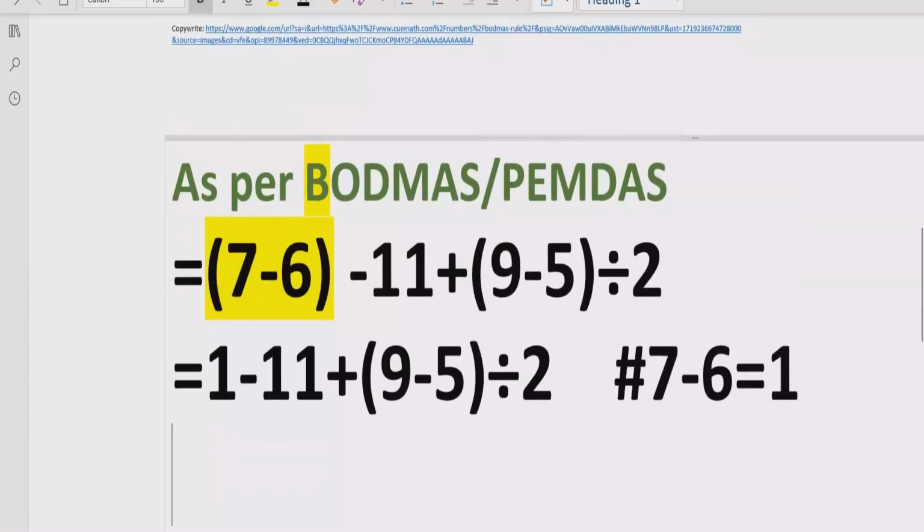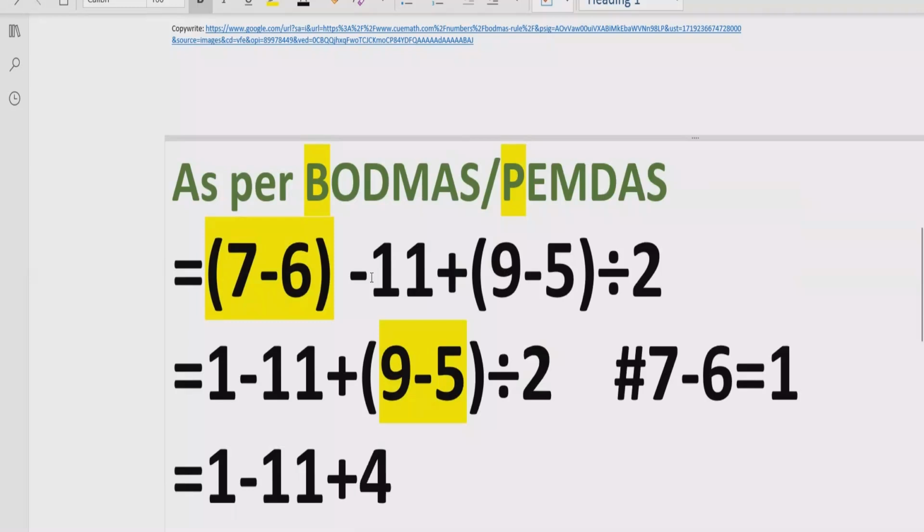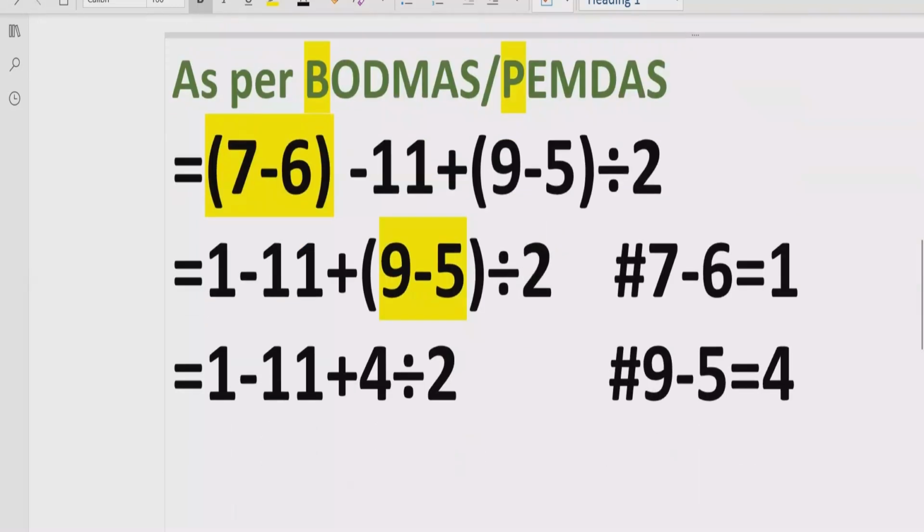Now move forward. Again, we have to solve the bracket because we have another bracket which is 9 minus 5. So we will solve this one. 1 minus 11 plus 9 minus 5 equals to 4, divided by 2. We will write as it is. And here we will give the reference 9 minus 5 equals to 4. Now we have solved the bracket.